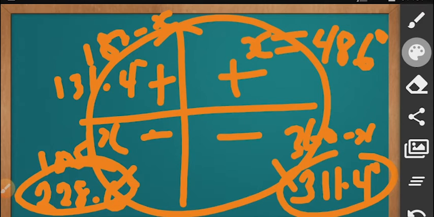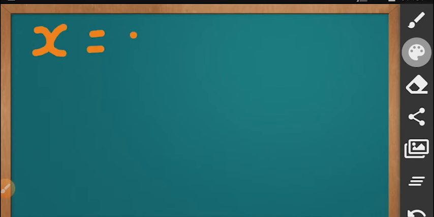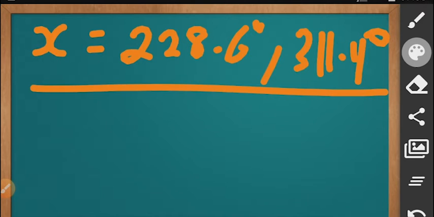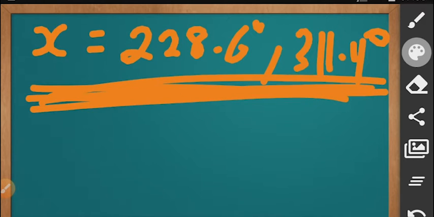So now we can conclude that x is going to be 228.6 degrees, 311.4 degrees. Those are the answers. So we ignore the other 48.6. Why? Because in that quadrant sine is what? Sine is positive, and where sine is what? Negative. So are you getting the reason why I'm concluding that these are the answers? You are going to understand, don't worry.